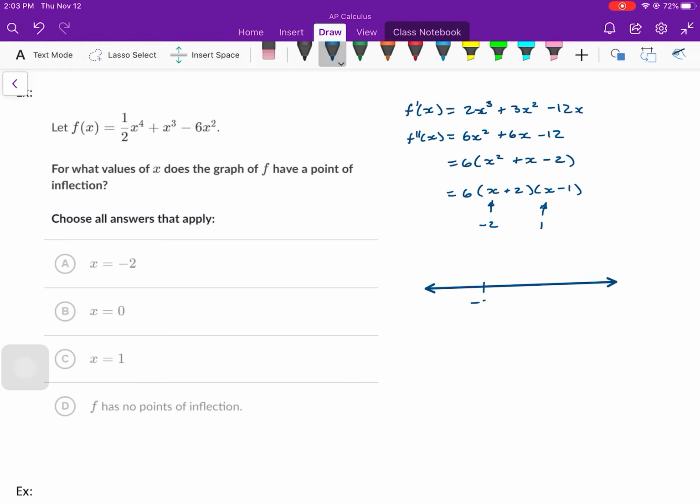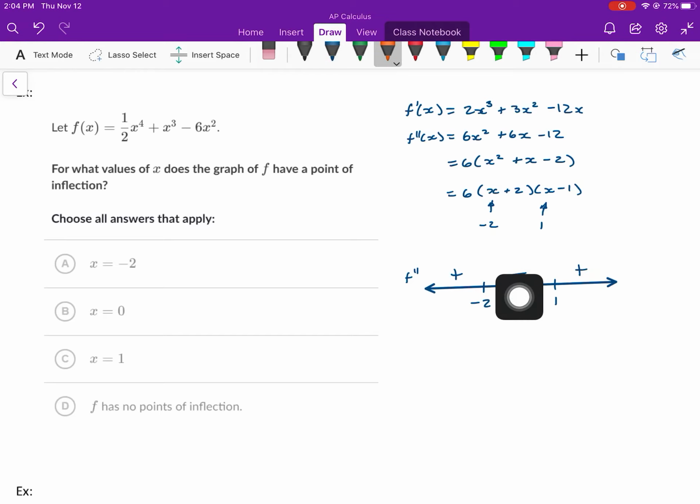Now we have to test it just to make sure. So negative 2, 1, just going to do a quick little test on it. If we plug in a negative 3, you get a negative times a negative, which is positive. Plug in a 0, you get a positive and a negative, which is negative. And then you plug in a 2, you get a positive and a positive, which is positive.